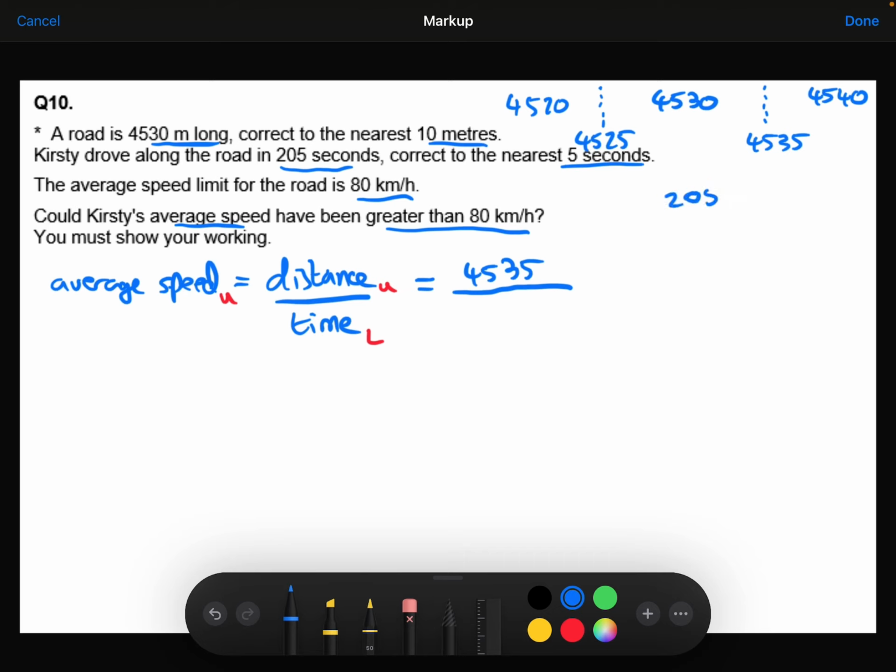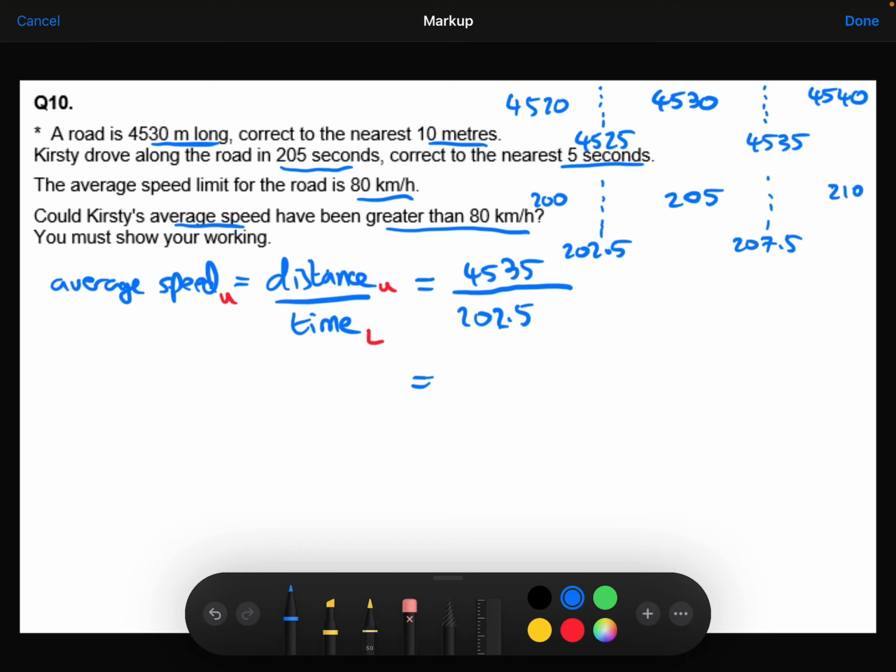That was measured to be 205 seconds, and that was to the nearest 5. So the lower level is 200, the upper level is 210, and the lower bound is 202.5. The upper bound is 207.5. So the lower bound, like I just said, 202.5.